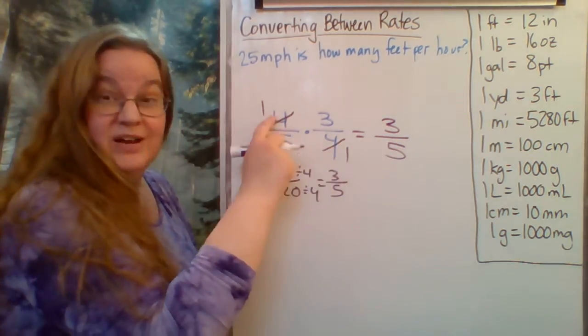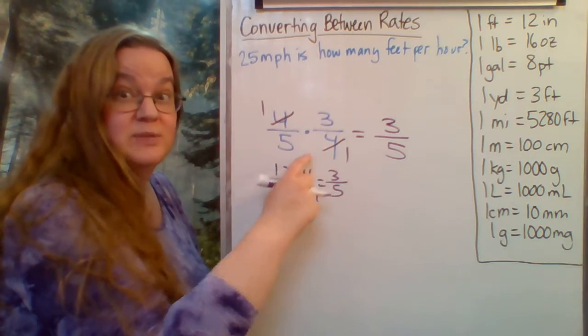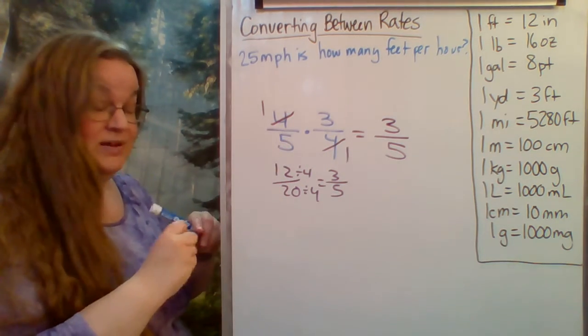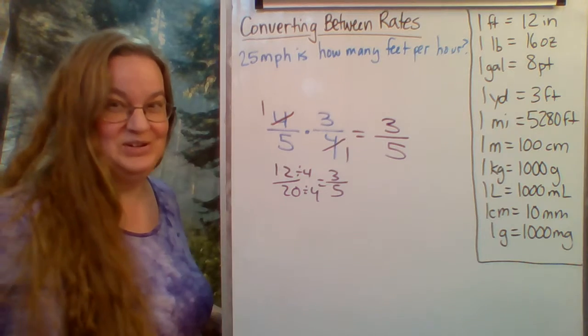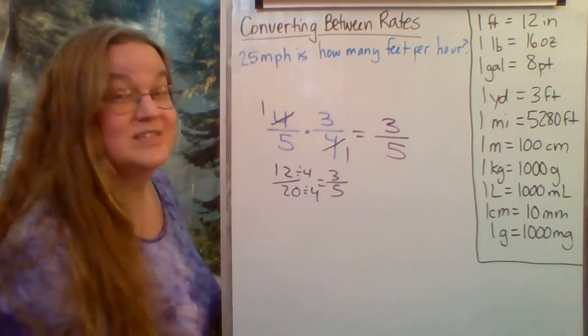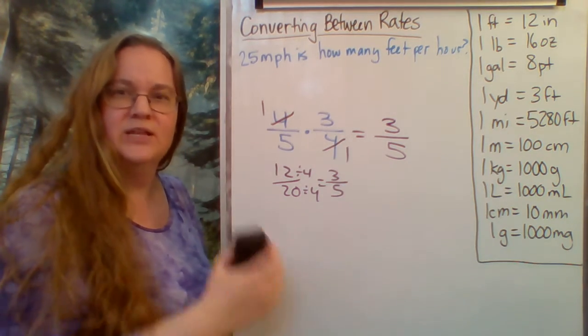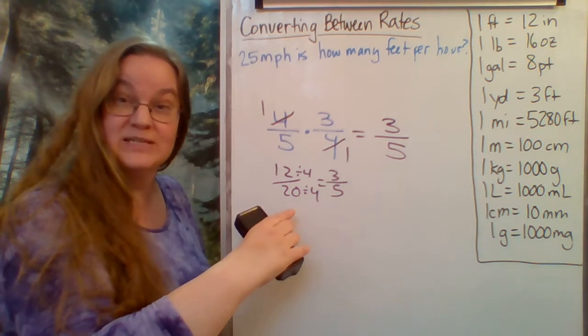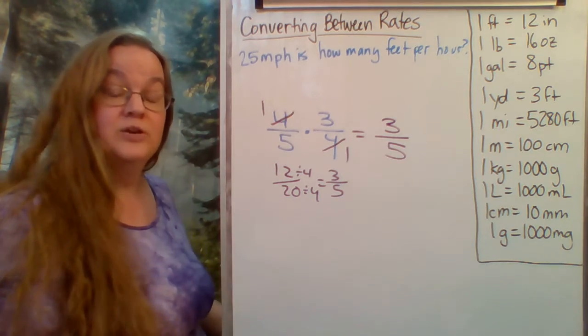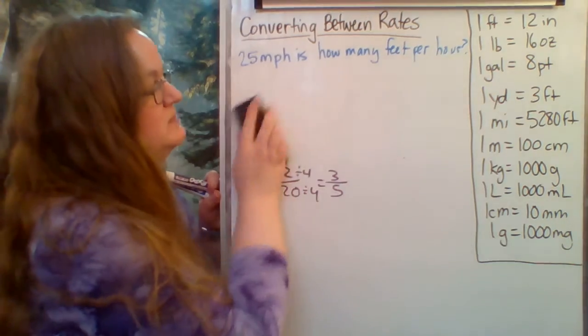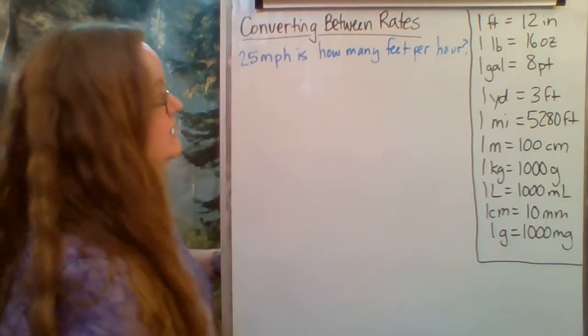So I could simplify as long as there was something in the numerator and something in the denominator that was the same. This is how we're going to convert between rates. We're going to use this same skill, the same knowledge of having something in the numerator, canceling something in the denominator, in order to be able to convert between rates. Okay, so let's take a look at an example.